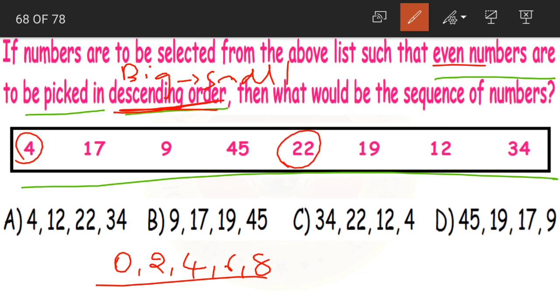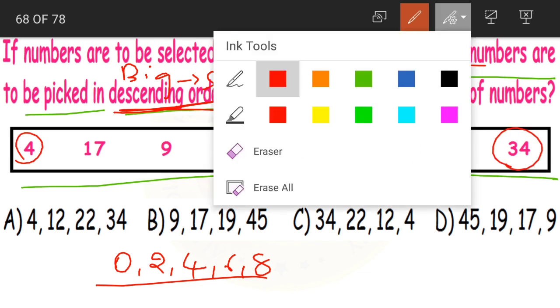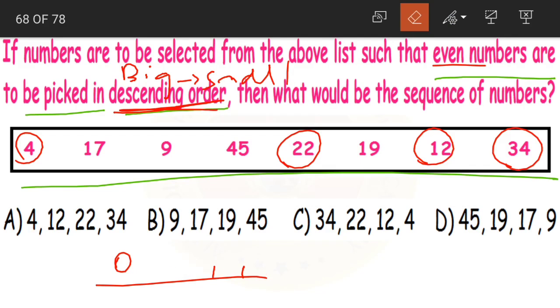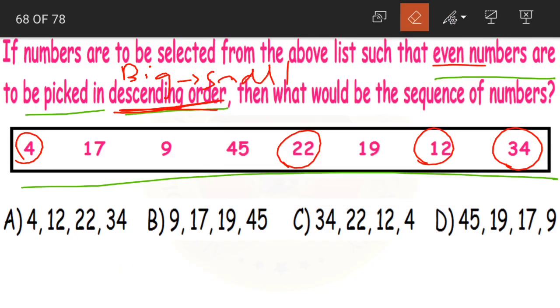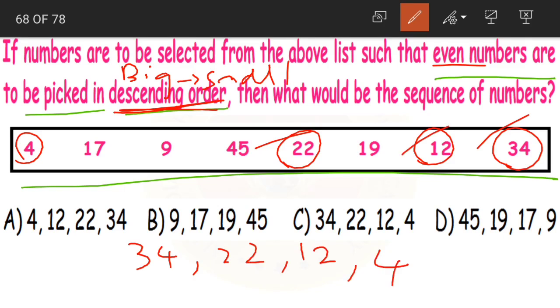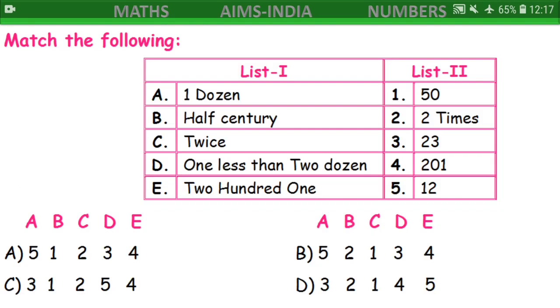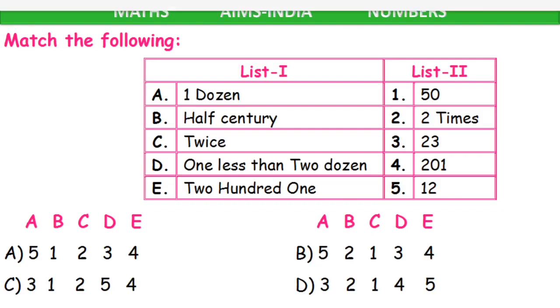That are 4, 22, 12 and 34. Yes. Now what should we do? These are to be picked or arranged in descending order. Now what is the largest number of these all? 34, comma then we have 22, after that we have 12 and lastly 4. So this will be the sequence 34, 22, 12 and 4. Option C. Clear, children? Next question.